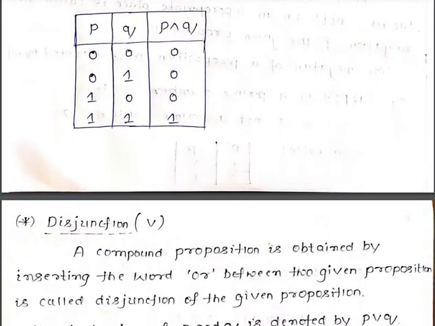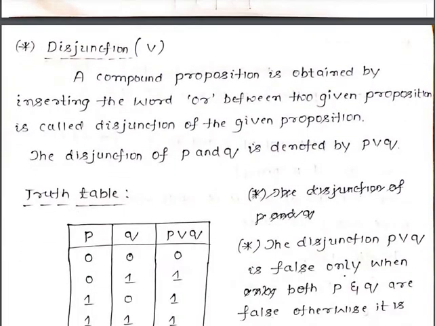Now let us see the next one, that is nothing but disjunction. Disjunction works like an addition. For our understanding, we can say it works like an addition. So let us see the statement. A compound proposition obtained by inserting the word "or" between the given propositions is called the disjunction of the given propositions. Anywhere you use the logical connective "or", we call it a disjunctive statement or proposition.